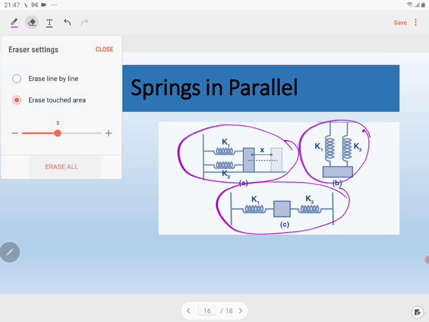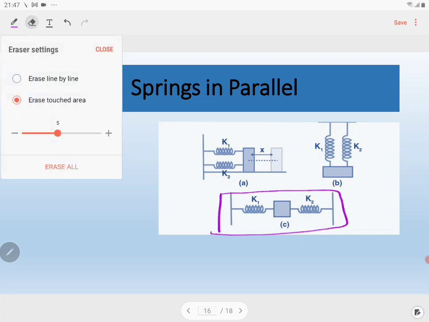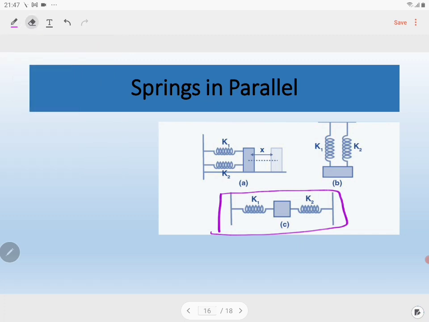You might be wondering why the springs in the third diagram are in parallel. They are actually connected in series, no? Why are they in parallel? Many students will have a doubt, so I'll explain this. These two springs are not in series, they are in parallel.